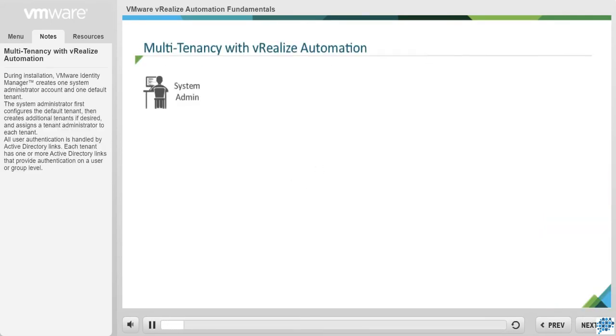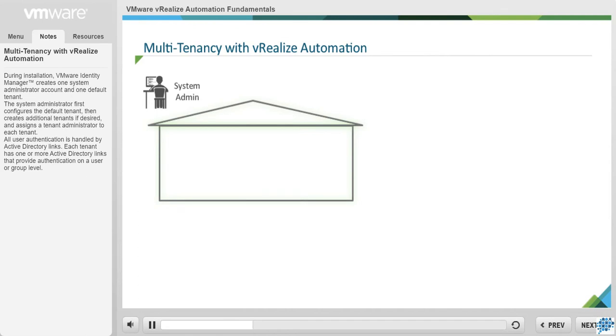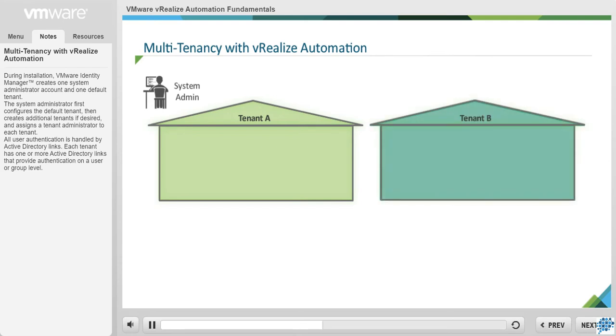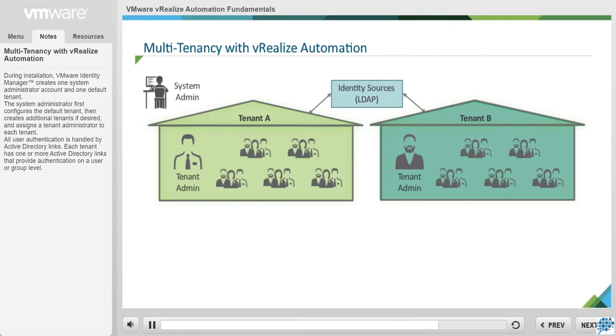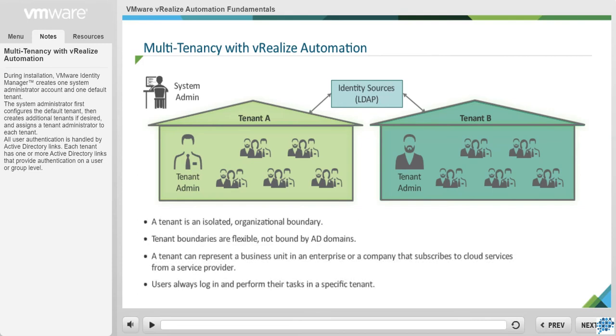During installation, VMware Identity Manager creates one system administrator account and one default tenant. The system administrator first configures the default tenant, then creates additional tenants if desired, and assigns a tenant administrator to each tenant. All user authentication is handled by Active Directory links. Each tenant has one or more Active Directory links that provide authentication on a user or group level.